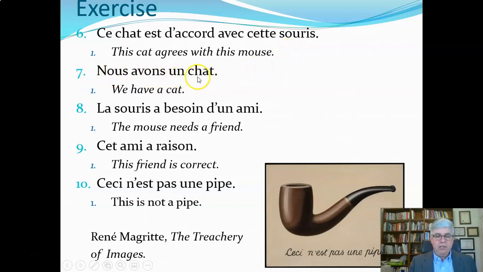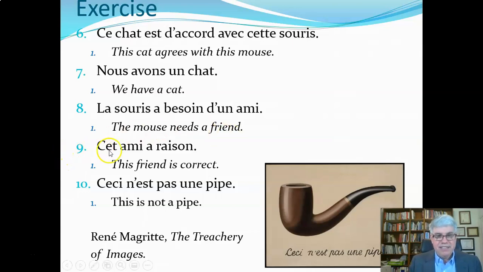Nous avons un chat. So here we have avoir in the first person plural. Nous, we have a cat. La souris, the mouse, a besoin de. That's one of the expressions with avoir, which means to need. That's an important expression. Avoir besoin de means to need. Un ami, a friend. The mouse needs a friend. We all do. We all need friends. That's so important in life.